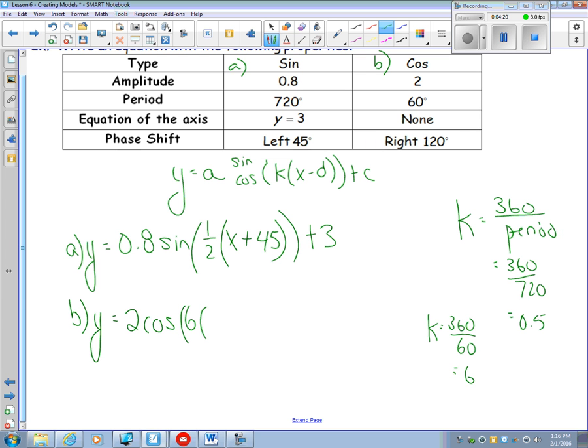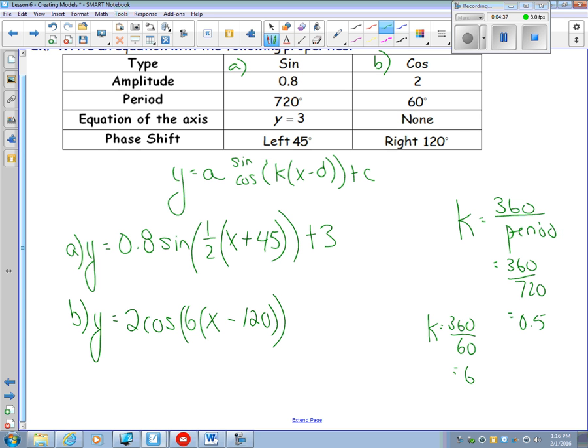And there is, oh sorry, there's a right 120. So right means I have to do the opposite, so subtract. And the central axis, it says none, but that just means it hasn't been moved. So there is no part at the end over there. It's a regular old central axis. Okay, and there's the equation for that curve.